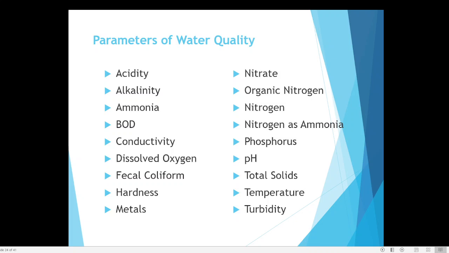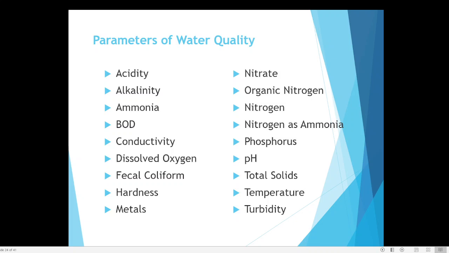Then conductivity. Conductivity means electrical conductivity. There are two electrodes, and we are passing electricity. If very little electricity passes through, then we can say that the water contains a small amount of organic or inorganic matter. If more electricity passes through, it shows that there is a high amount of pollutants or organic or inorganic particles in the water. So that is how electrical conductivity and pollutants are related. If more electricity is passing through the water, more pollutants are present in the water.